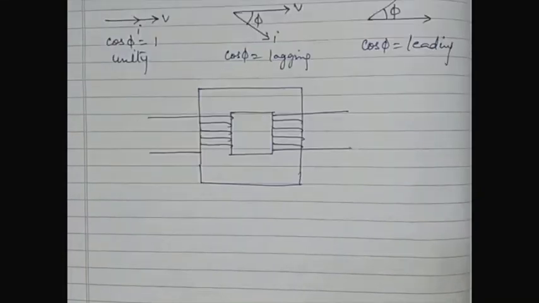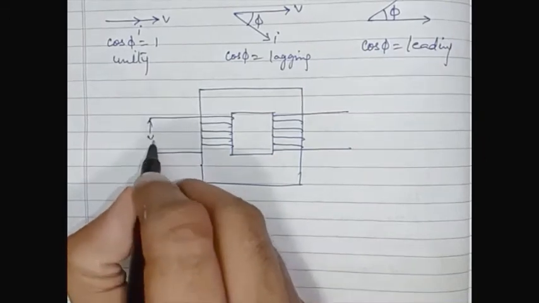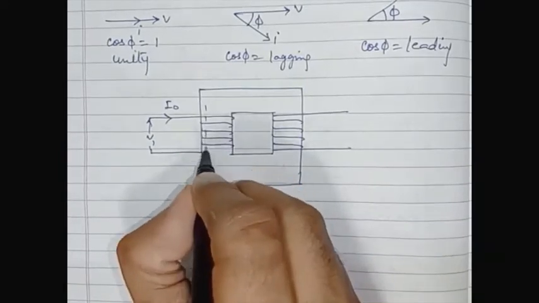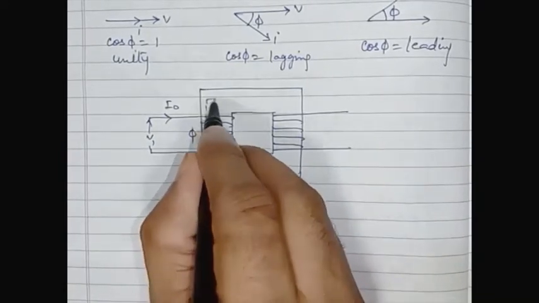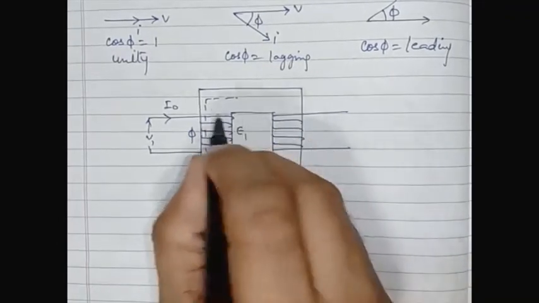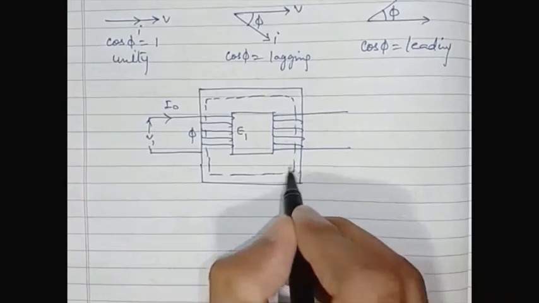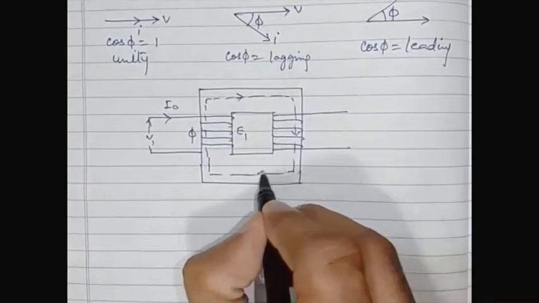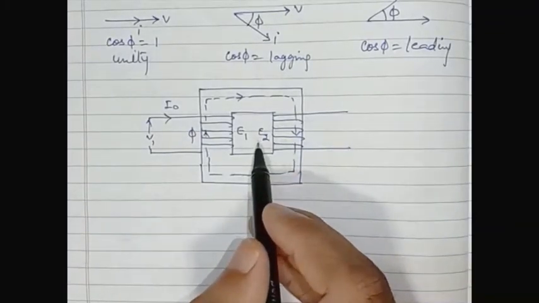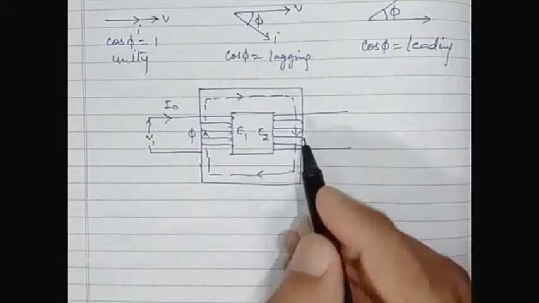Now we'll quickly brush up the theory of the transformer on load. Suppose V1 is connected. There is a flow of current I naught, and flux phi is set up in the primary winding. Due to this flux phi, E1 is produced, and this flux is linked with the primary winding of the transformer. It produces a self-induced EMF in the primary side, that is E1, and a mutually induced EMF E2 on the secondary side.